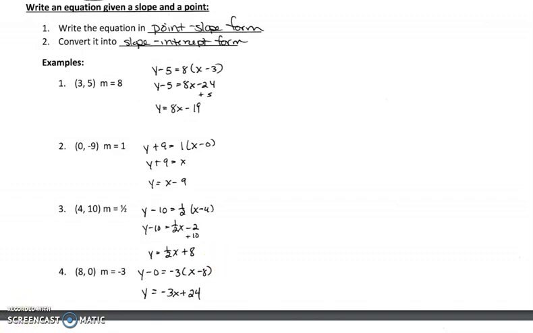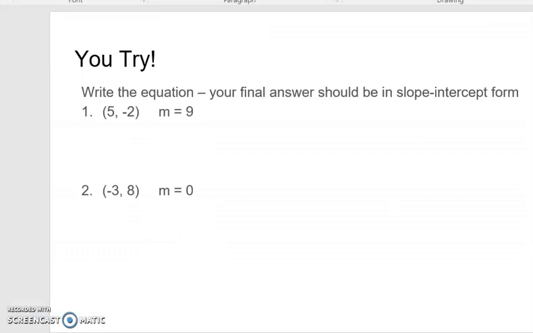Okay, go ahead and find your whiteboards. I've got a couple of problems I want you to try. It says, write the equation. Your final answer should be in slope-intercept form. So you're given a point, and you're given a slope. I want you to plug it into point slope and change it into slope intercept. Go ahead and pause the video and give the students some time to work on that problem.